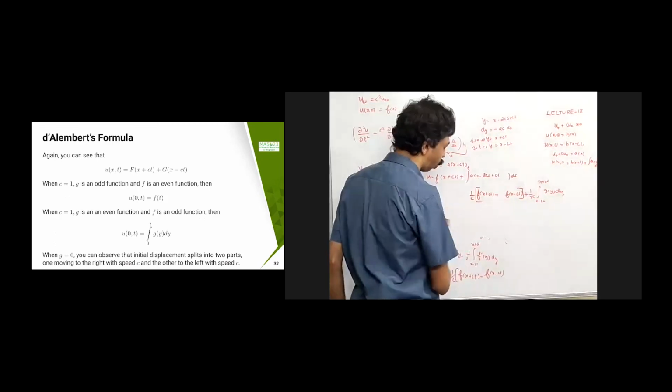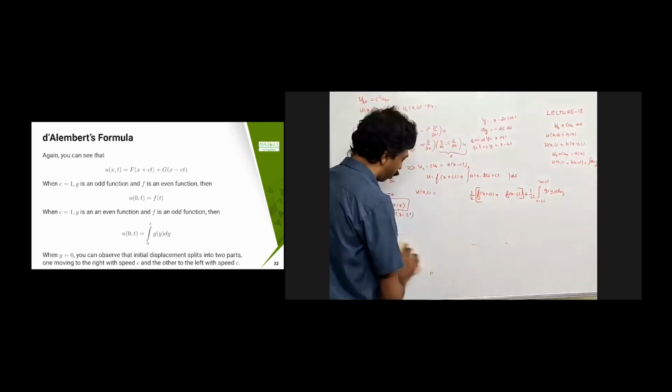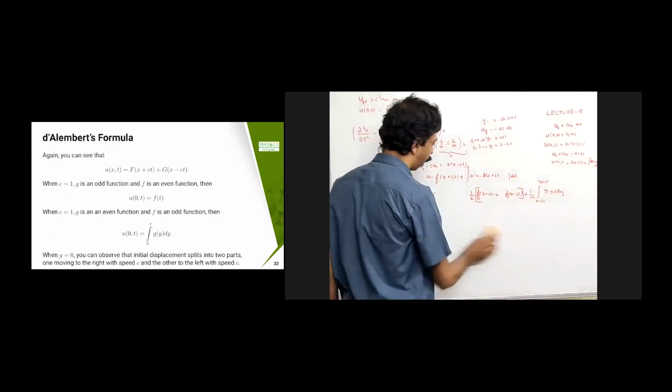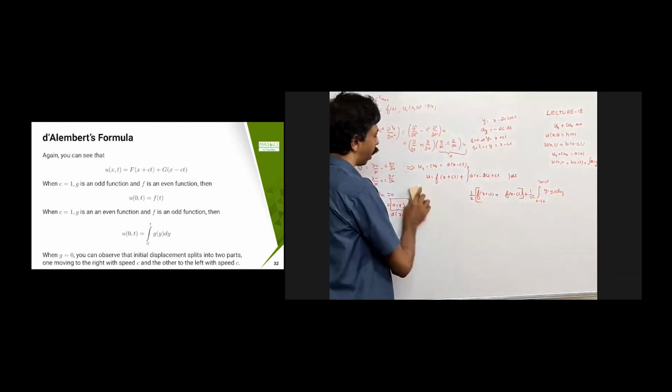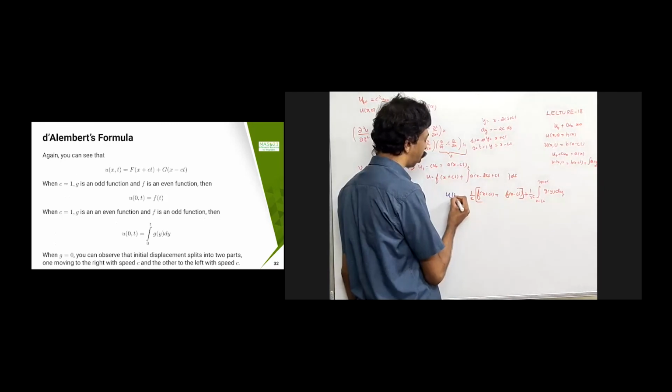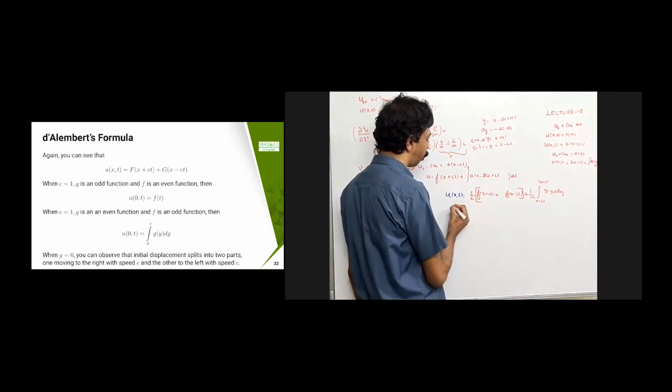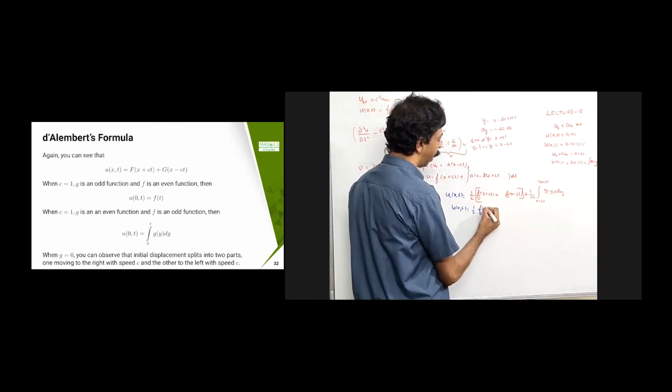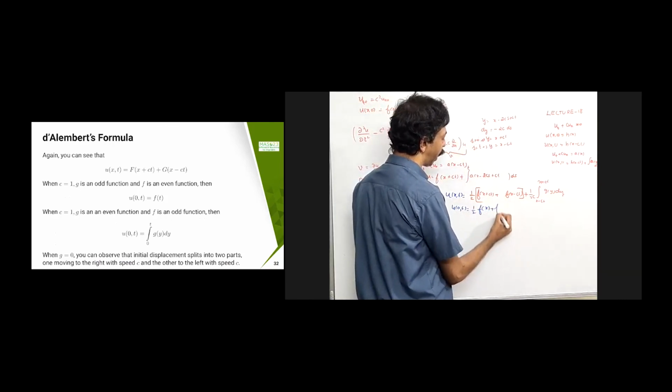So remember, this is one of the most important problems, one that usually comes up in CSIR questions or GATE exams. So u of 0 comma t, if you keep that, is going to become half into f of x plus f of minus x.